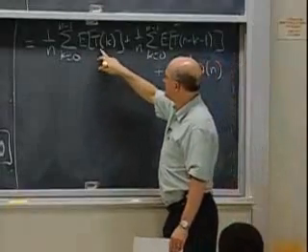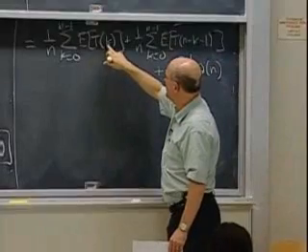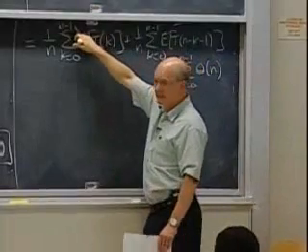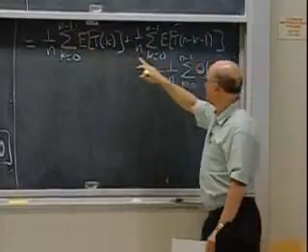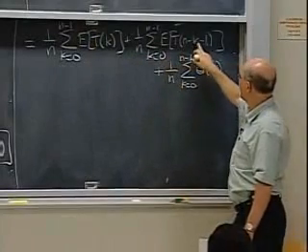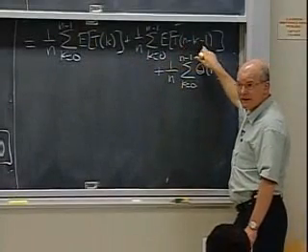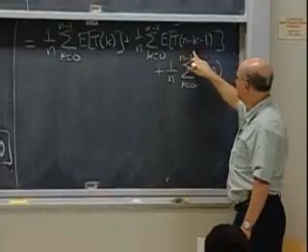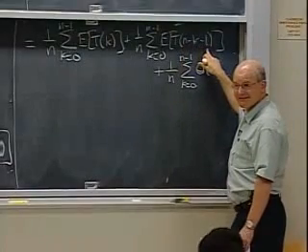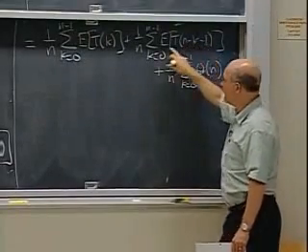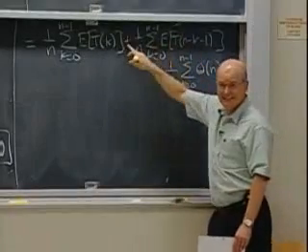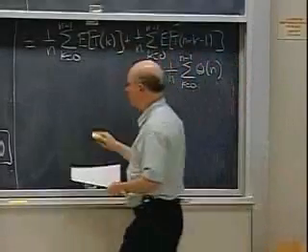This one is going T0, T1, T2, T3 up to T of n minus 1. This one is going T of n minus 1, T of n minus 2, T of n minus 3, down to T of 0. So these are in fact equal. So therefore I have two of them.